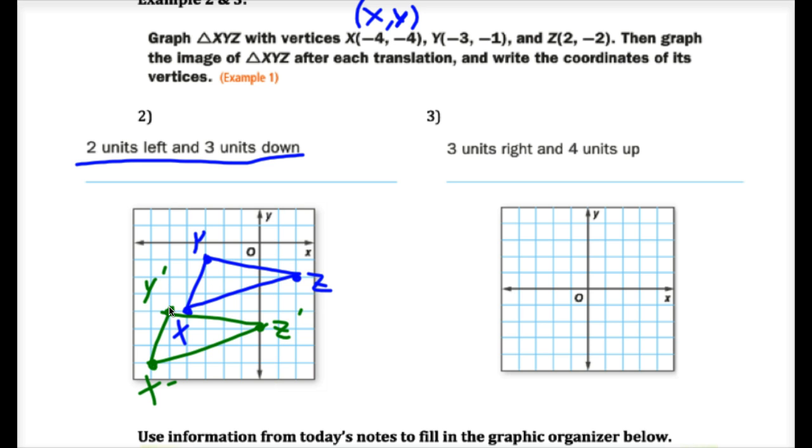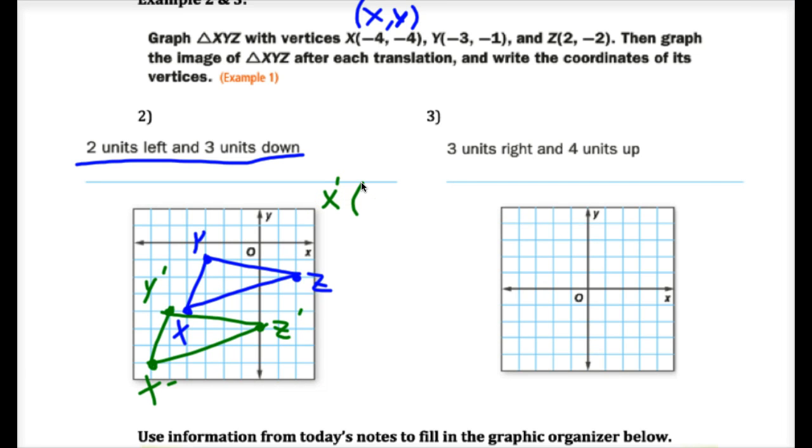How many people got the same exact shape and size? Right? On a translation, that's going to happen. What if you do a translation, guys, and it's different? Did it wrong. You did it wrong. You didn't do something right. Okay? Let's label the points.